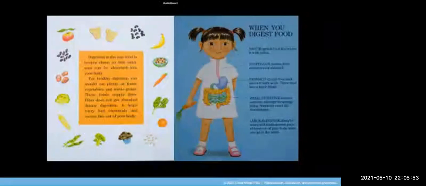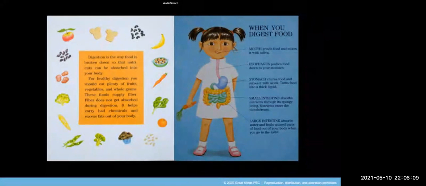Digestion is the way food is broken down so that nutrients can be absorbed into your body. For healthy digestion, you should eat plenty of fruits, vegetables, and whole grains. These foods supply fiber. Fiber does not get absorbed during digestion. It helps carry bad chemicals and excess fats out of your body.